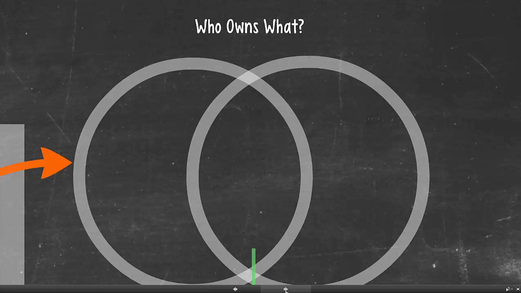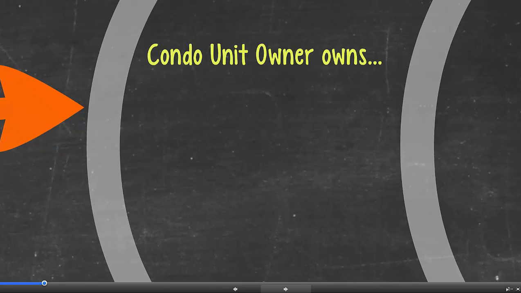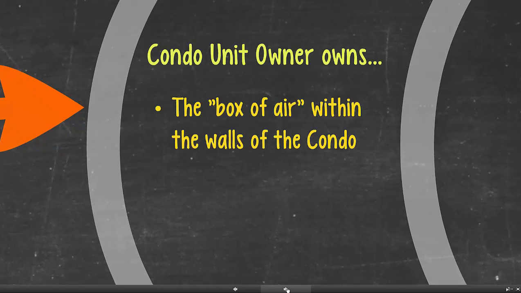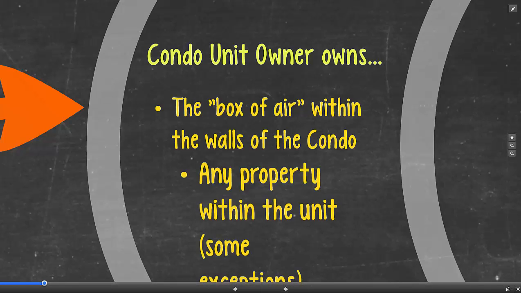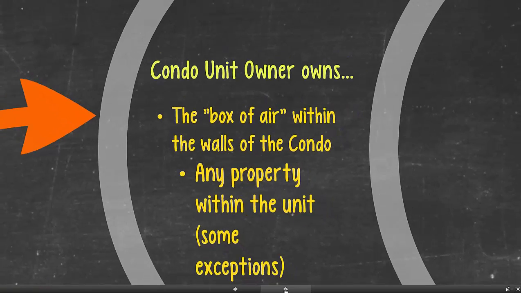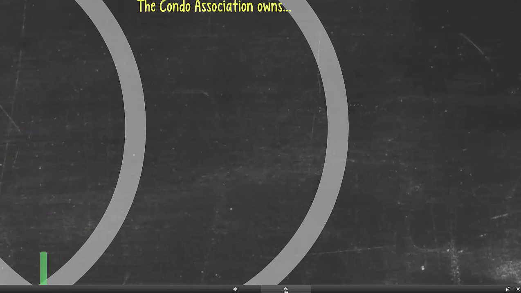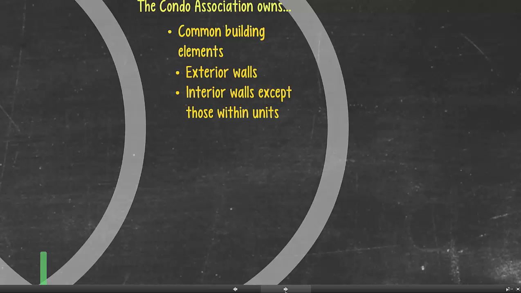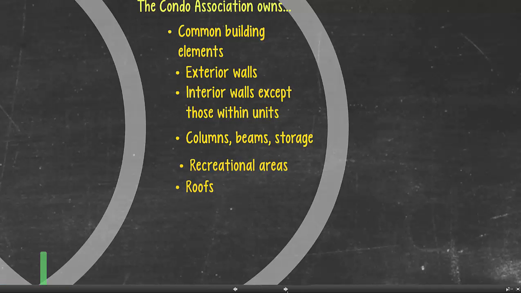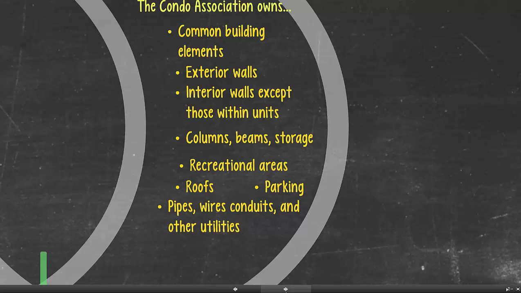It's important to find out from the condo association agreement who owns what. The condo unit owner always owns the box of air within the walls of the condo, and more importantly, any property within the unit, with some exceptions. On the other side, the condo association owns common building elements: exterior walls, interior walls except those within units, columns, beams, storage, recreational areas, roofs, parking, pipes, wires, conduits, and other utilities. The condo association is made up of all unit owners.